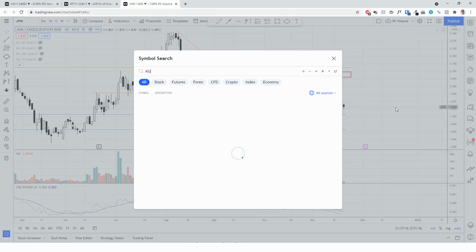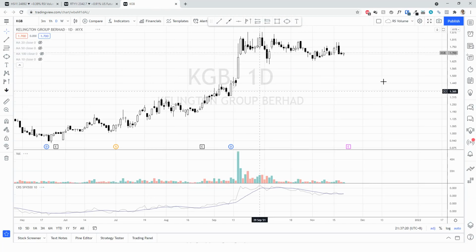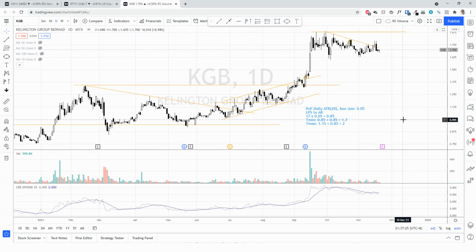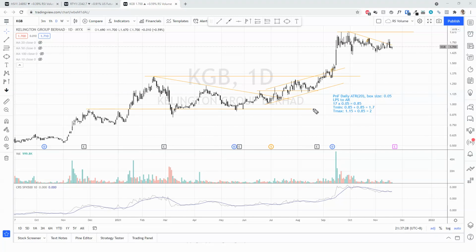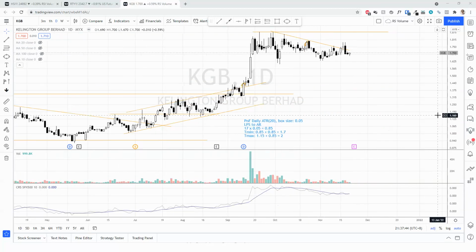And let me see KGB. Okay. So KGB is definitely a bullish structure and accumulation range. Last time I think this was my target, somewhere around 1.7 to 2. It sort of hit about 1.9, and then it formed a trading range. So at the moment we're still looking at this big trading range.